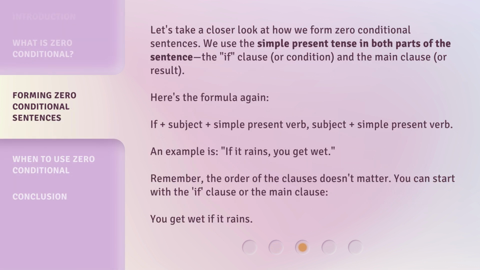Let's take a closer look at how we form zero conditional sentences. We use the simple present tense in both parts of the sentence, the if clause, or condition, and the main clause, or result. Here's the formula again. If plus subject plus simple present verb, subject plus simple present verb. An example is, if it rains, you get wet.